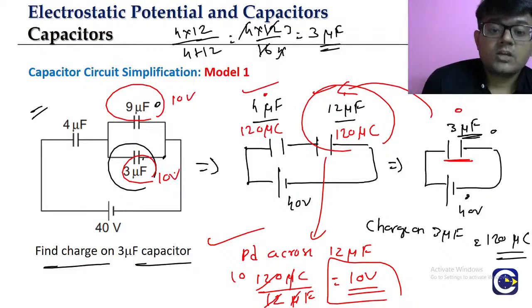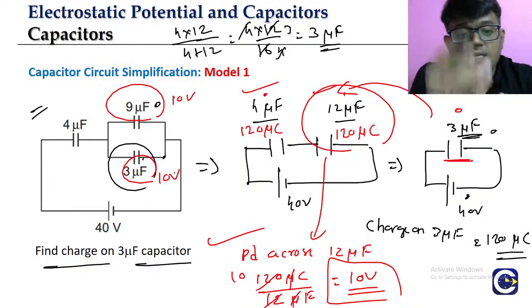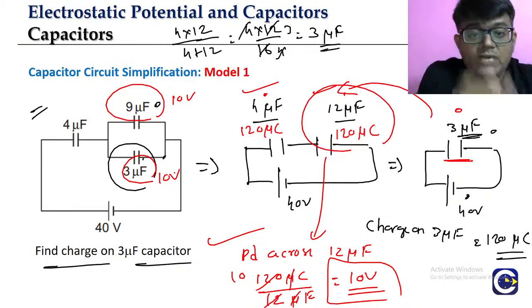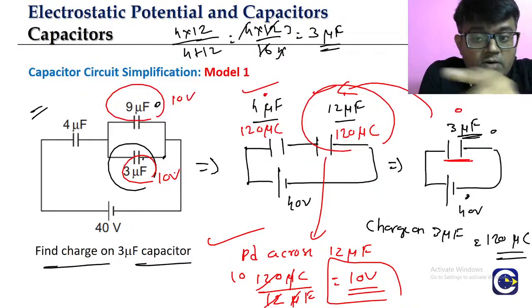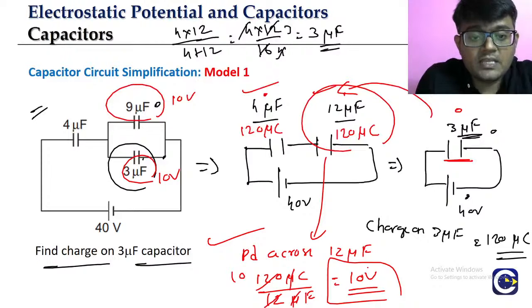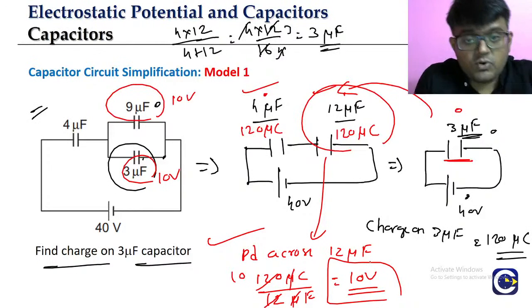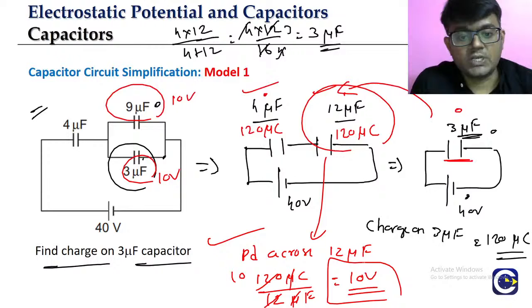Potential difference on the 3 microfarad, how much? 10 volt. Why? Because 9 and 3 are in parallel, right? So they will have the same potential difference, which is equal to the potential difference on their equivalent. And the equivalent of the two capacitances is how much? 12 microfarad, right? What is the potential difference on that? 10. So the 9 will also have 10 volt, and the 3 will also have 10 volts potential difference.